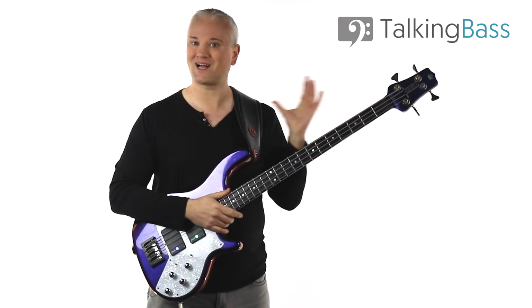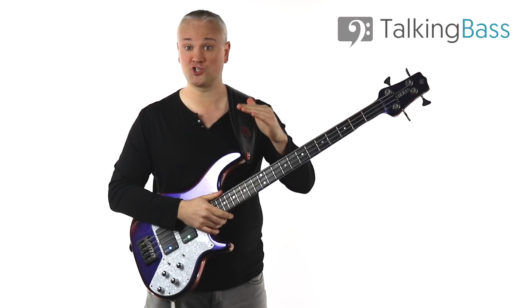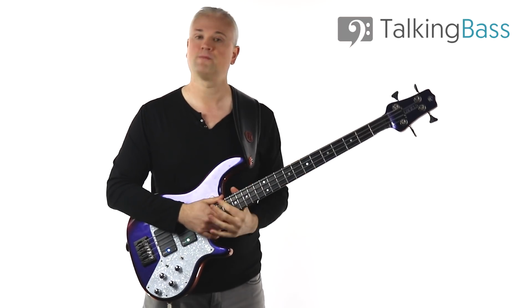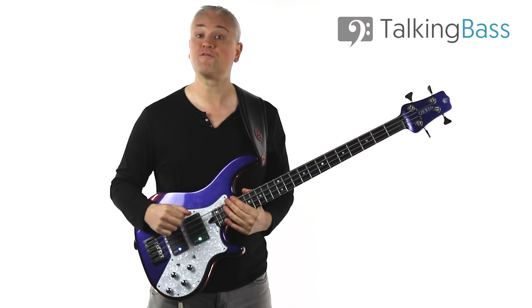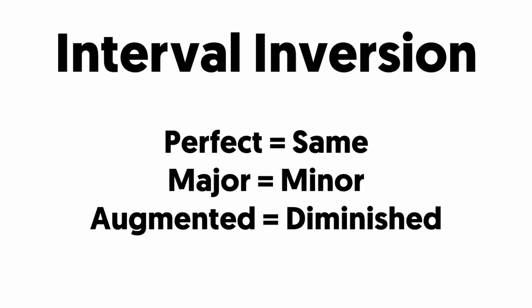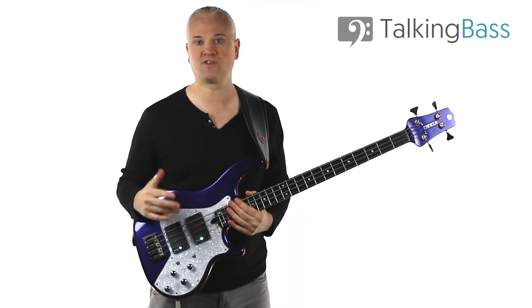So the rules for this are simple. To work out the inversion of an interval, we take the ascending version and apply the following rules. For the numbers, second becomes seventh, third becomes sixth, fourth becomes fifth, and vice versa. So seventh becomes second, sixth becomes third, and fifth becomes fourth. For the qualities, it's even easier. Perfects stay the same, major becomes minor, augmented becomes diminished. So we're basically creating a mirror image of the interval.